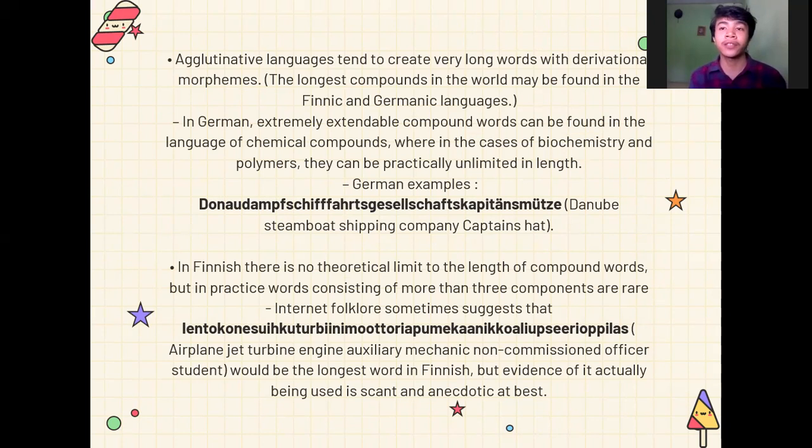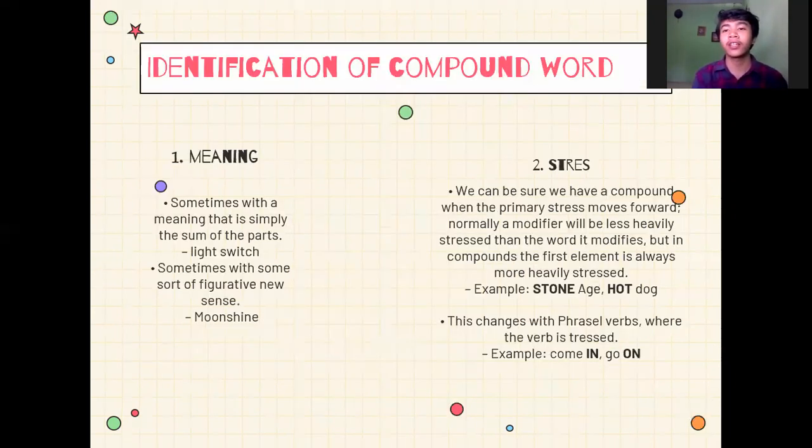Agglutinative languages tend to create very long words with derivational morphemes, and the longest compounds in the world may be found in the Finnic and Germanic languages. In German, extremely extendable compound words can be found in the language of chemical compounds, such as in biochemistry and polymers, where they can be practically unlimited in length. In Finnish, there is no theoretical limit to the length of compound words, but in practice words consisting of more than three components are rare. Internet folklore sometimes suggests that certain words, such as the one for airplane jet turbine engine auxiliary mechanic, would be the longest words in Finnish, but evidence of it actually being used is anecdotal at best. The next slides will be presented by Anjali.